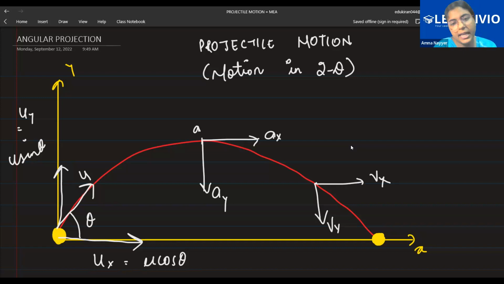Because they are making an angle of 90 degrees with the x and y-axis. That's the rule which you have to remember. Now, acceleration along x-axis will be 0. Acceleration along y-axis will be the acceleration due to gravity. So all these things I'll tell you. First, just write down this page first. This is the introduction. I'll give you an overview.